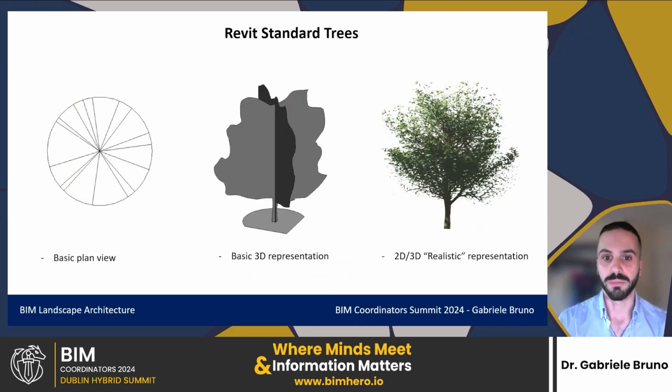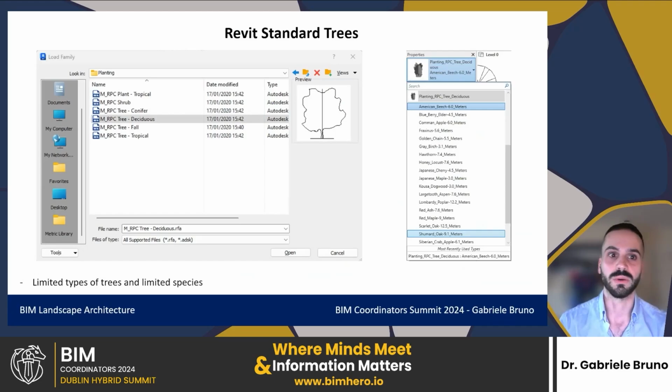So acknowledging all of that information, all this biodiversity, all these characteristics, this is what we have in Revit in this historical moment. We have related trees, obviously. In graphic terms, we have a basic plan view, a basic 3D representation, and a 2D, 3D realistic representation, which is realistically just like a photo that rotates when you move the camera. Again, in terms of data, the categories are quite limited, and some of them are not even useful for trees in Ireland, like the tropical category. We cannot really use that.